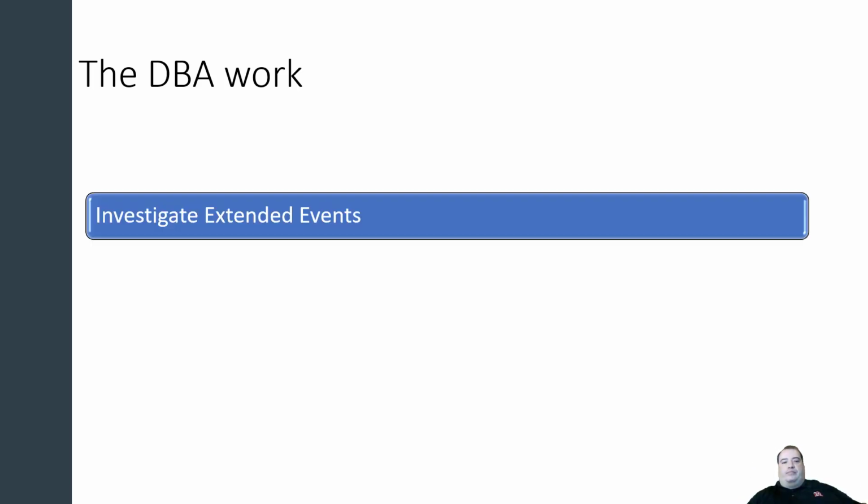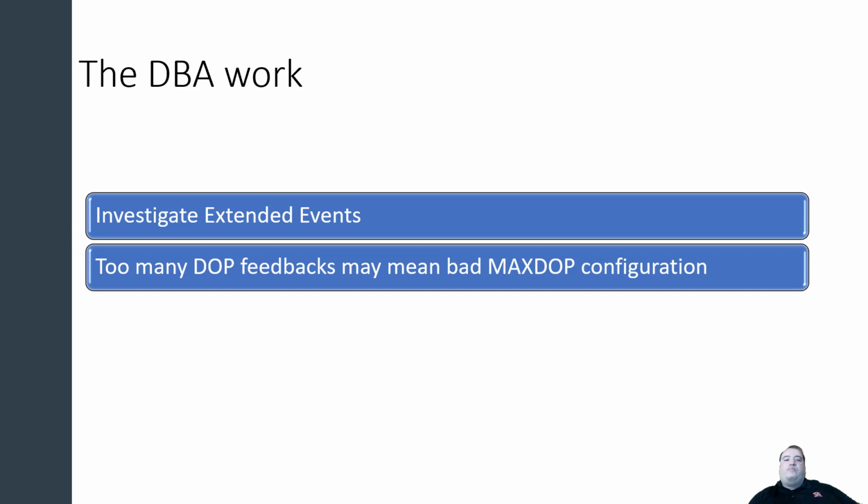For example, we need to investigate the extended events to see the feedbacks happening. If we have too many DOP feedbacks on the workloads on the server, probably this means that the max DOP configuration for the server, or at least for the database level, is not good enough, because it's generating too many DOP feedbacks.